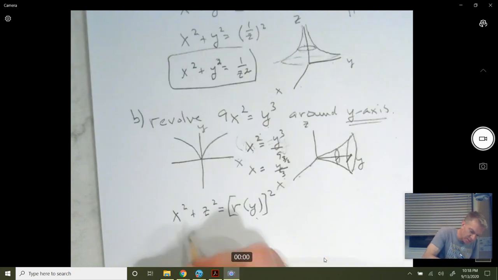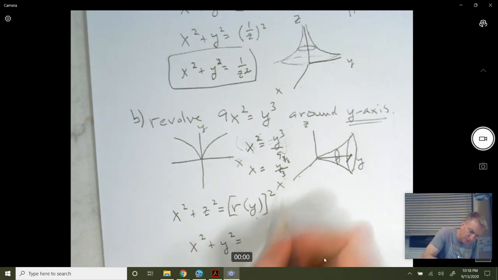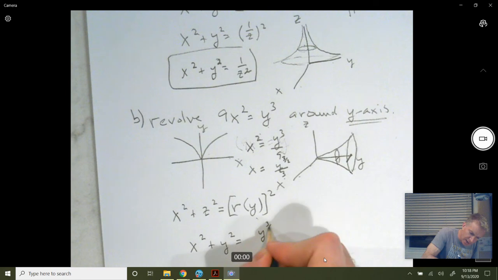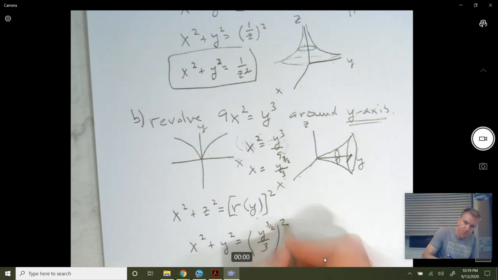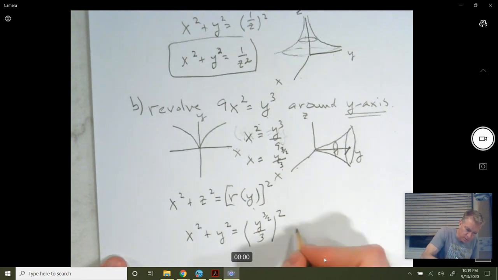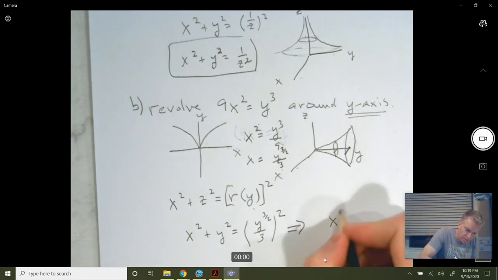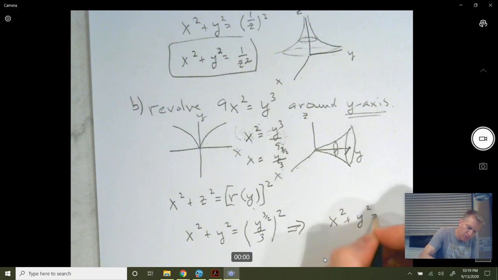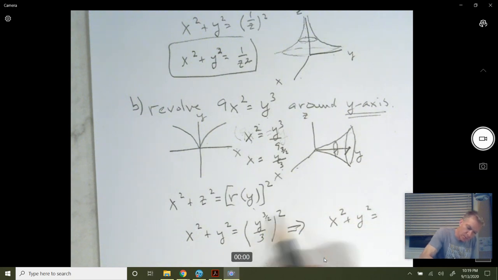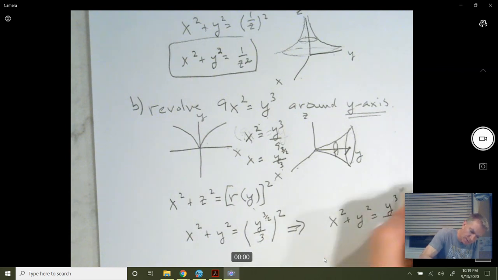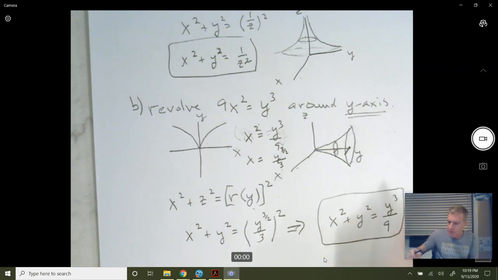So our equation is going to be x squared plus z squared equals our radius, which is y to the 3 halves over 3. But we have to square that. Okay, so our equation is going to be x squared plus z squared equals, when we square that, we'll get a y cubed on the top. We square that and we get over 9. Okay, and that's going to be the equation of our surface of revolution.